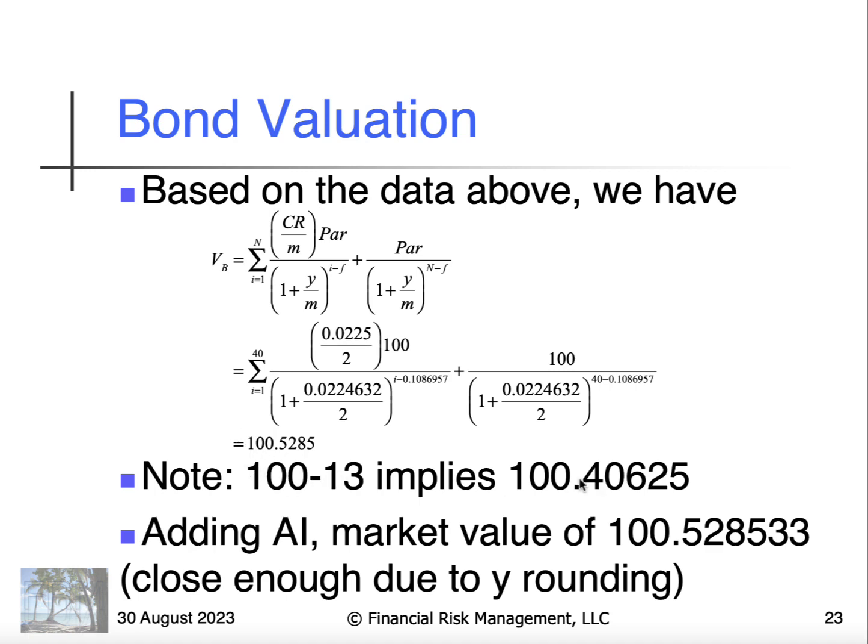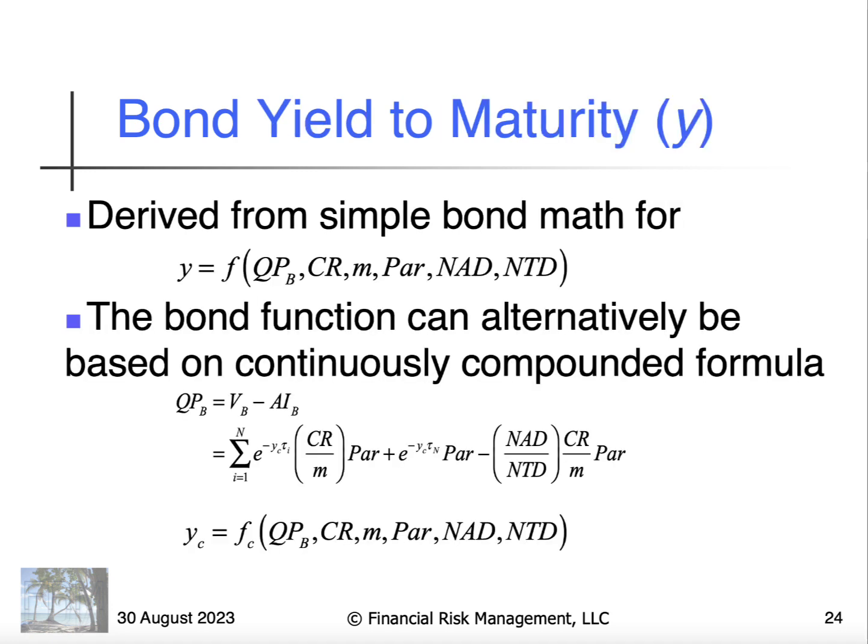That implies 100.40625, which is the quoted price. If I add in the accrued interest, what we see is our valuation model is extremely close to what the quoted price of the bond is. And so we know that the yield to maturity in our model is correct because we get the bond price back. There is some rounding in the yield, so you would not expect it to be perfect.